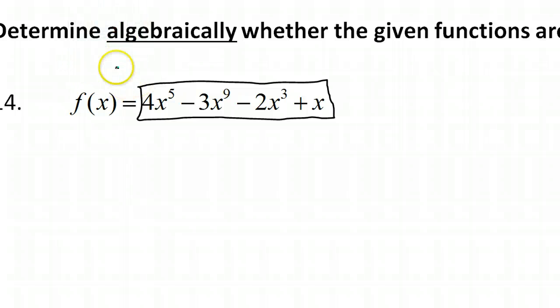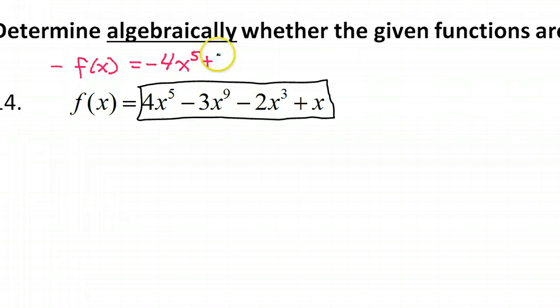But then we need the opposite function, which is negative f of x. We will get that by multiplying this by -1, just distributing -1. Basically, we're changing all the signs. So this will become negative 4x to the 5th power and positive 3x to the 9th power, positive 2x to the 3rd power, and negative x. Okay, I'm going to go ahead and put a box around that as well.